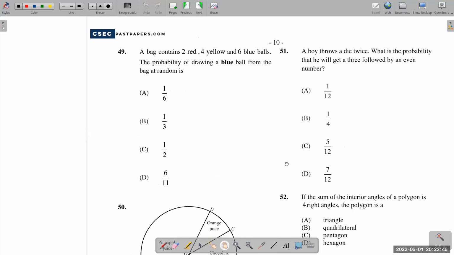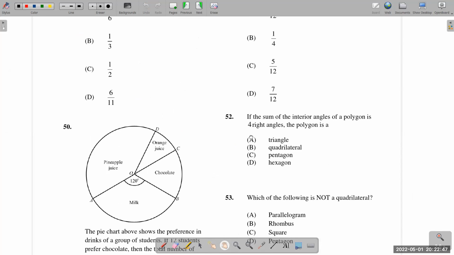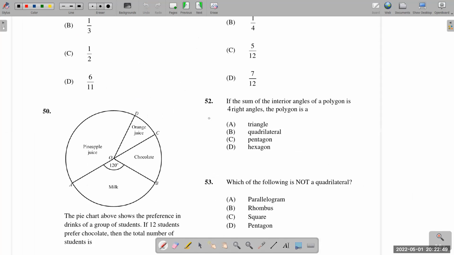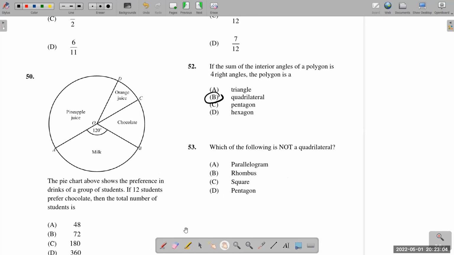Probability. Let me see which questions I really want us to do. We did this question already without even reading. The answer is a quadrilateral. I'm just trying to get the questions that we did already out of the way. So we know this is a quadrilateral, right? Which of the following is not a quadrilateral? Obviously, the pentagon.